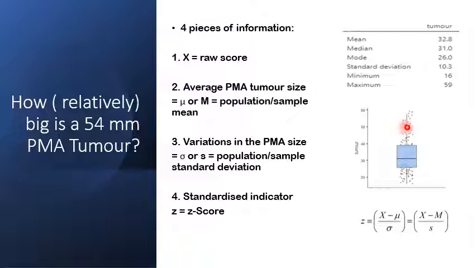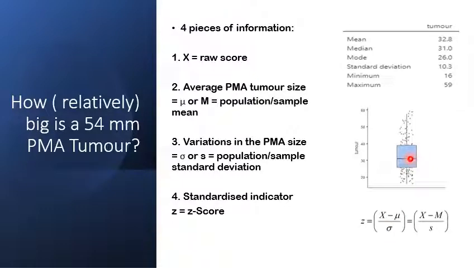It's obviously well above the average, but can we put a figure to the position rather than use descriptive terms like big or very big? The answer is the standardized indicator, the Z-score. And it uses this simple formula in which the Z-score can be obtained by finding the relation between the tumor and the average tumor and dividing this by the standard deviation.